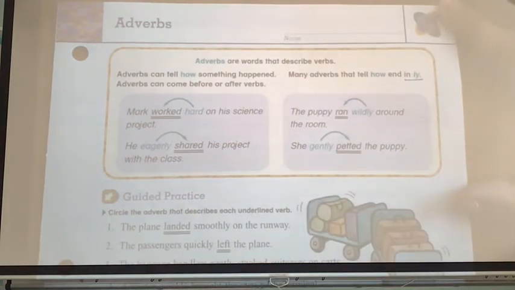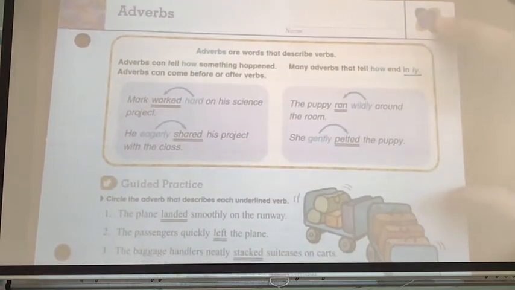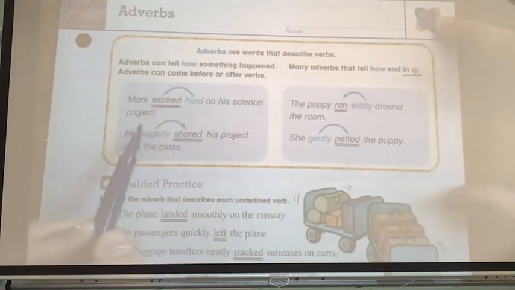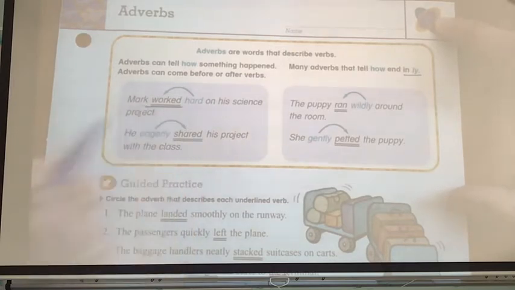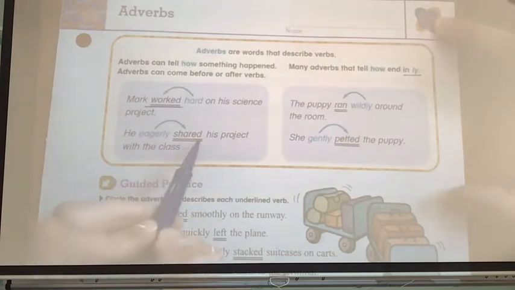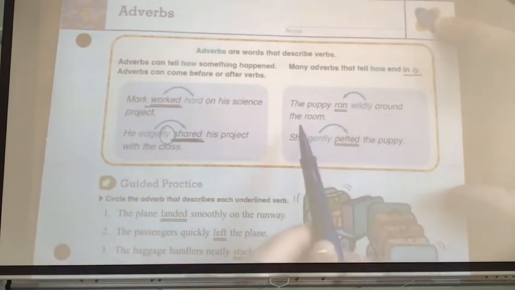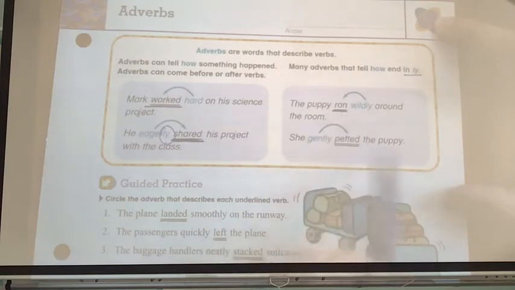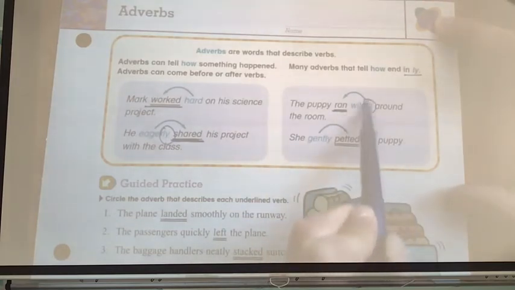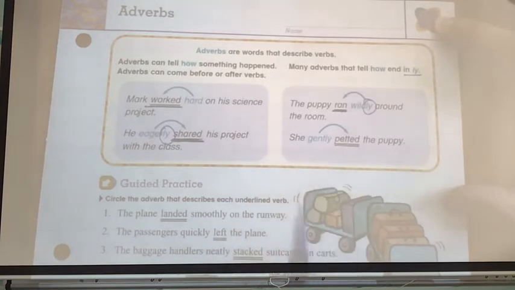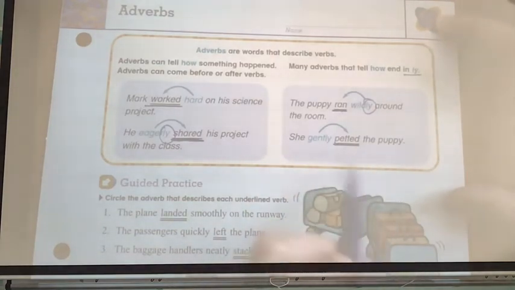So let's look at the first two in this purple box. Mark worked hard on his science project. So my verb is worked, and how did he work? Hard. He eagerly shared his project with the class. So my verb is shared. How did he share? Eagerly, and you can see that ly there too. The puppy ran wildly around the room. What did the puppy do? What's the verb? Ran. How did he do it? Wildly. And we've got our ly. She gently petted the puppy. Petted is my verb. How did she do it? Gently, and I have my ly.